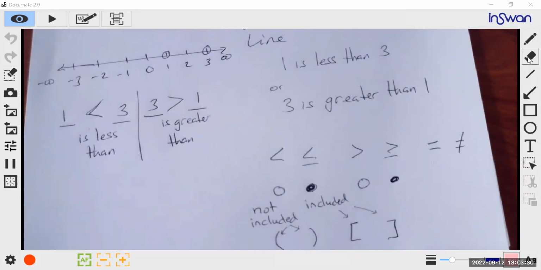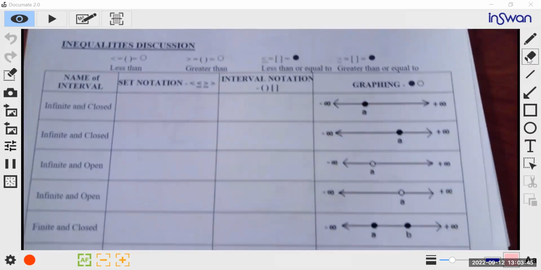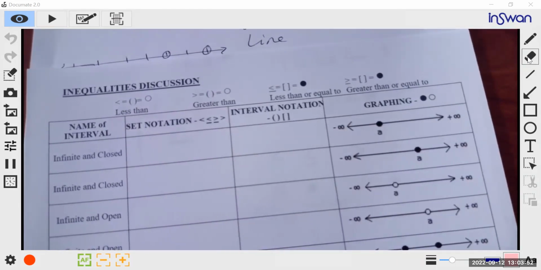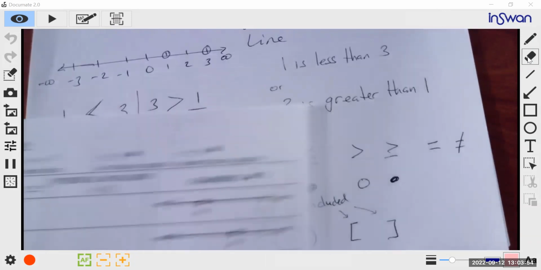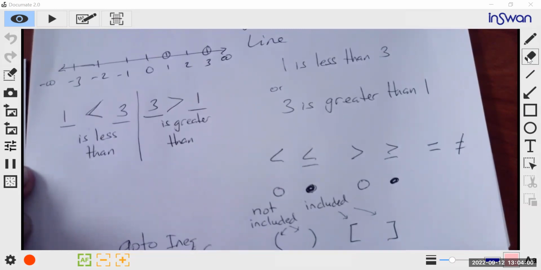One, 2, 3, 4, 5, 6, 7, 8. Can you see that, please? This is your test. This is what we're gonna do today. We're gonna fill in this chart here. These are all the inequalities and how to represent them, what they mean and how to represent them. Go to inequality chart.